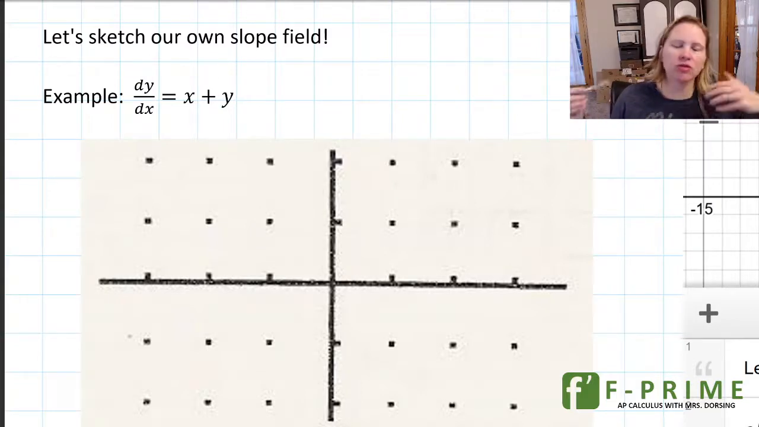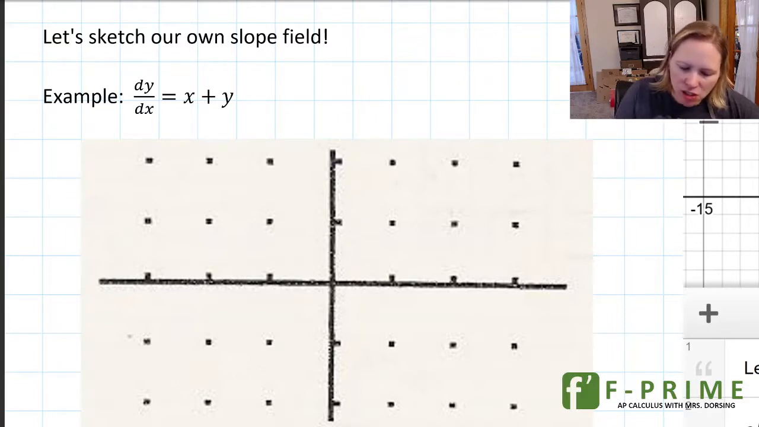So what we do is we create a slope field, right? And so we say, okay, I'm going to start at one spot. I'm going to start here at 0, 0.